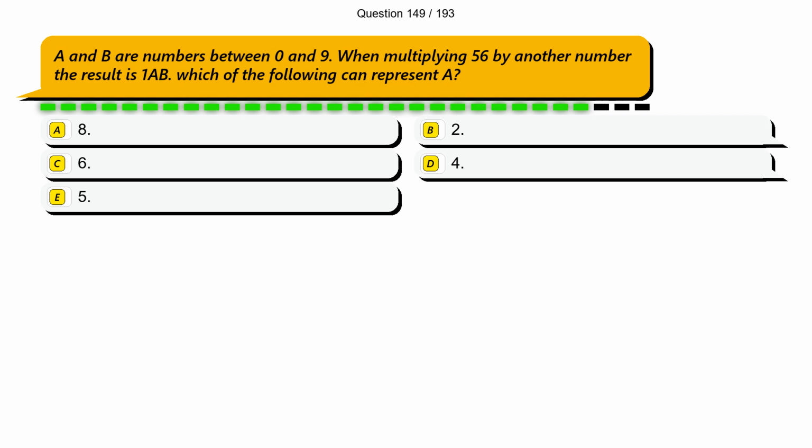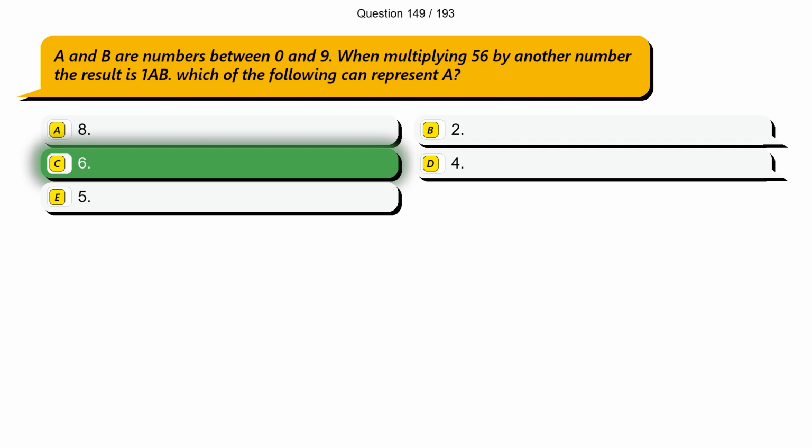Question 149. A and B are numbers between 0 and 9. When multiplying 56 by another number the result is 1AB. Which of the following can represent A? Option A 8, option B 2, option C 6, option D 4, option E 5.